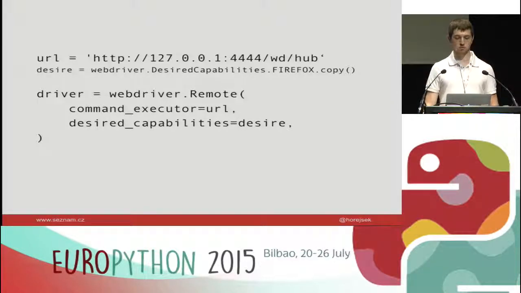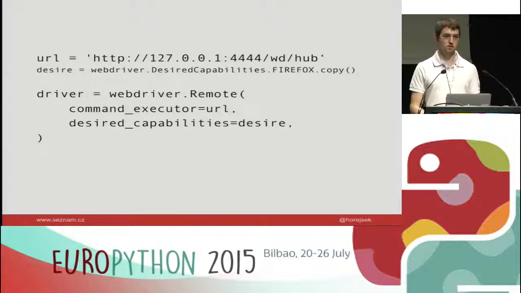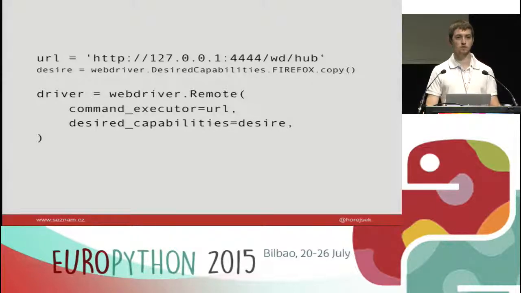In this example, for example, it is Firefox, and it's really the same as with Chrome, just you put your remote there, and say you want Firefox, for example, and that master will find a node where there is Firefox. And you can say also that you want Firefox on Debian, or that you want Chrome on Android, and that master will find that node, and if it's there, it will run it, and if it's not, you will see some exception.